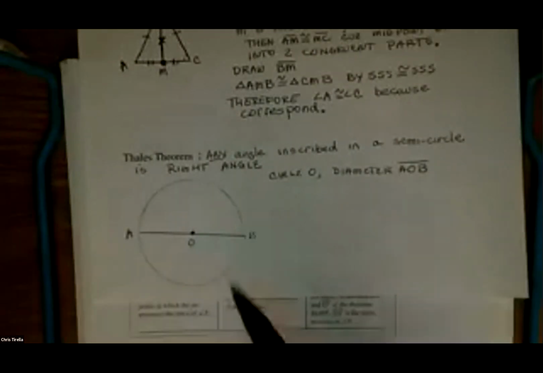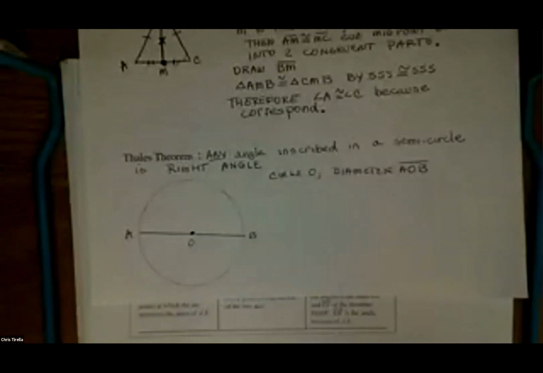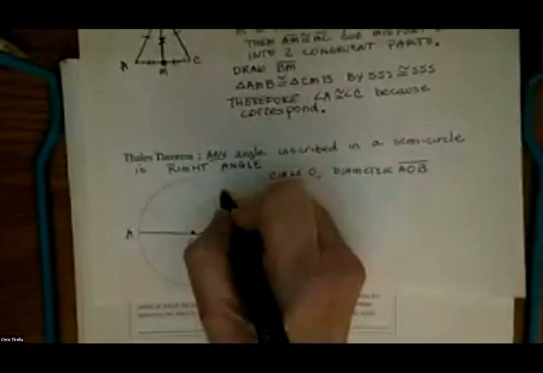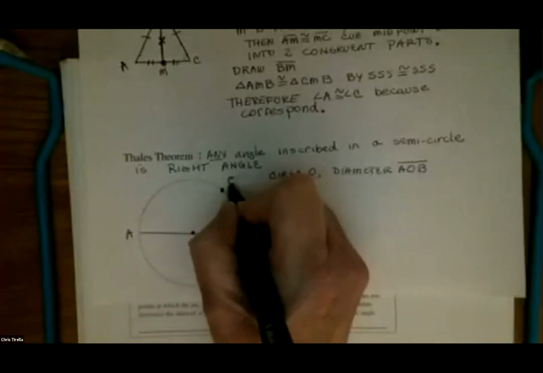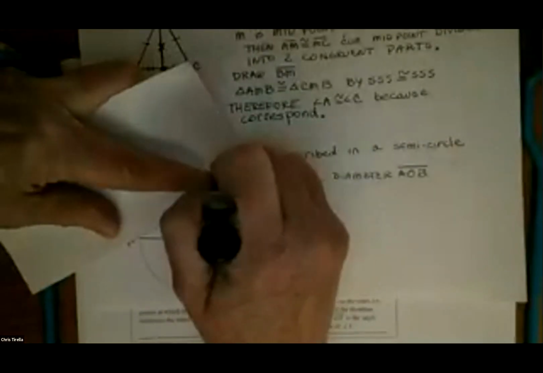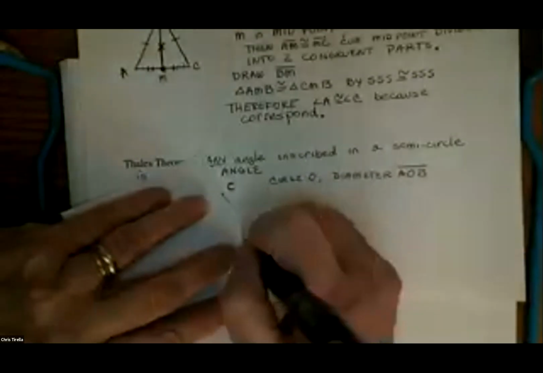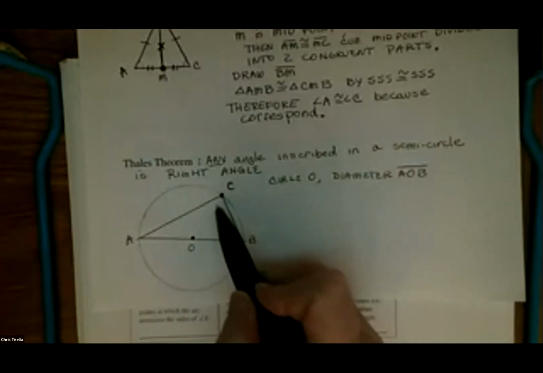So we can work with either side of the circle, the top or the bottom. I'm going to work with the top. I'm going to pick any point on the circle. I put it here, but I could have put it anywhere. I'm going to put that angle in the semicircle by connecting my point C to my point A and my point C to my point B. And this is supposed to be a right angle.